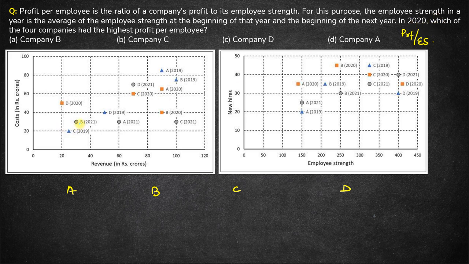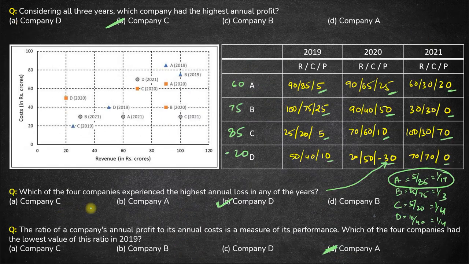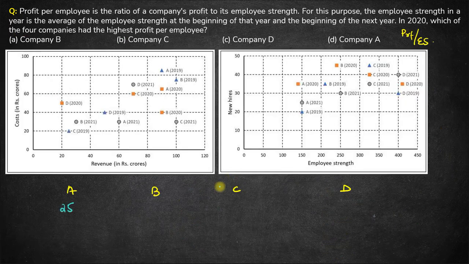So in 2020, what is the profit of A? Let's start with A. So profit of A, in 2020, is here. Revenue is 90 and the cost is 65. So 90 minus 65 is 25. Profit is 25. Or what we can do is we can check profit from here as well for A, B and C in 2020. 25, 50, 10 and minus 30. These are the profits for each of these four companies.